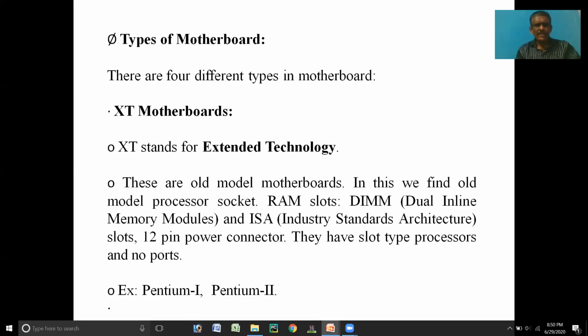On this, we may get questions like explain any three types of motherboards. From the exam point of view, this is important. Or else, what is a motherboard and explain any two types of motherboards. If two types, we can go with the first two. If the question is explain any three types of motherboard, the best way is to go with XT motherboards, AT motherboards and ATX motherboards.